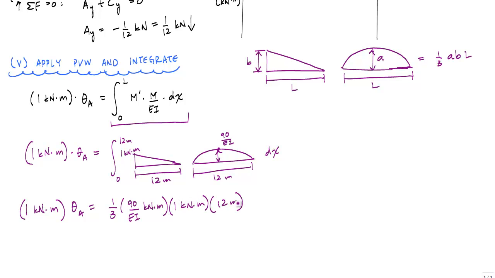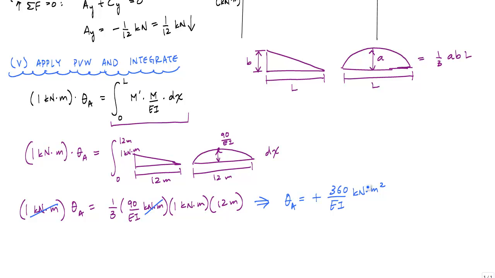And this, let's see, I'll have some units canceling out, bam, bam, and this would tell me that theta A is equal to a positive 360 over EI kilonewton meter squared. And this thing, if you substituted values for E and I, that's going to come out to the same type of units, or kilonewton meter squared, assuming you use the proper units. And then this theta A will be dimensionless, which means it's going to be in radians.